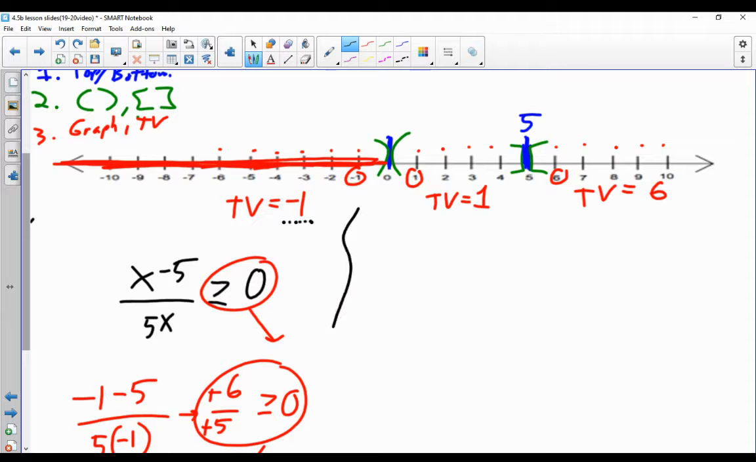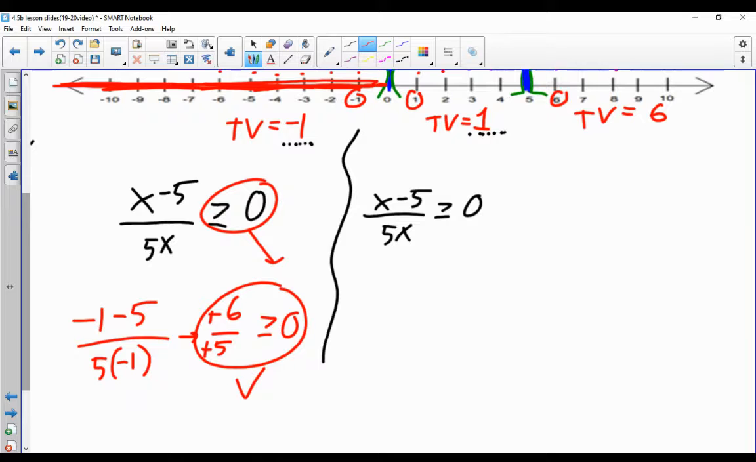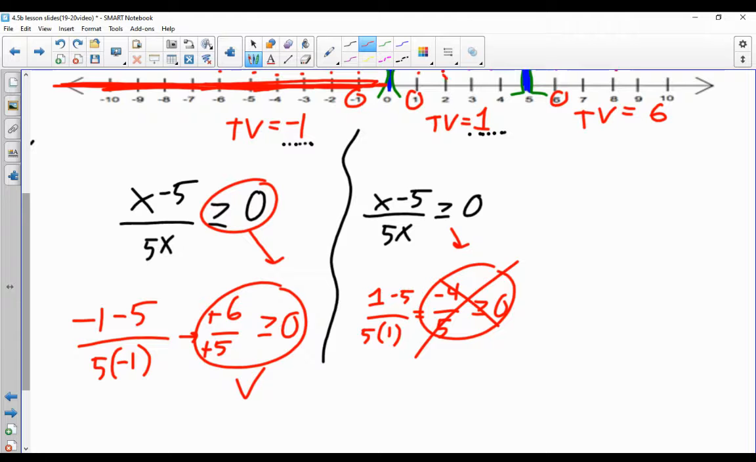All right, moving on to interval number 2. I still have x minus 5 over 5x, and it's greater than or equal to 0. This time I'm going to plug in 1 and see what happens. So I plug in 1, I'm going to get 1 minus 5 on top. On bottom, I'm going to get 5 times 1. 1 minus 5 on top will give you -4. 1 times 5 on bottom will give you 5. So -4/5. But is that greater than or equal to 0? A negative number is not bigger than 0, so that's a false statement. So in other words, the second interval is out, not part of our answer.